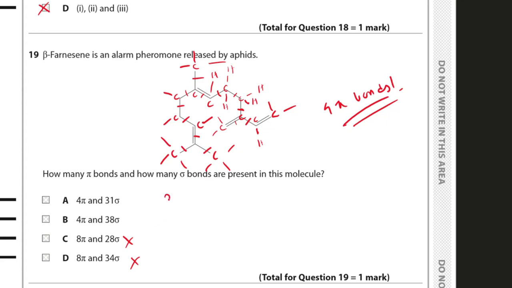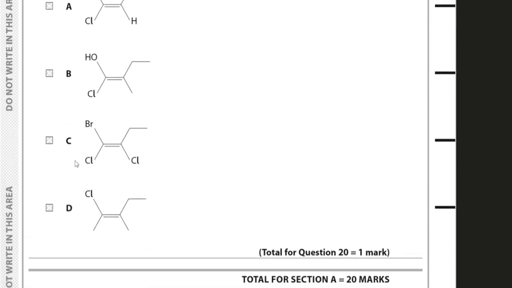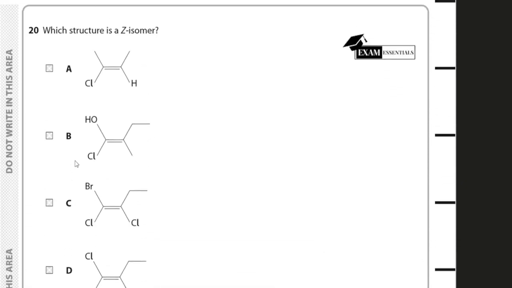So we got about 36 sigma bonds. I think we're missing two more sigma bonds in our calculations. So if we use logic, we can clearly say that the number of sigma bonds is greater than 31. So our only option would be B down here basically. Again, if we move on, number 20: which structure is a Z isomer?